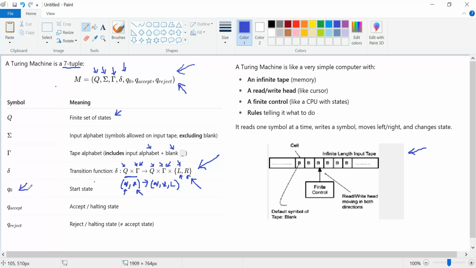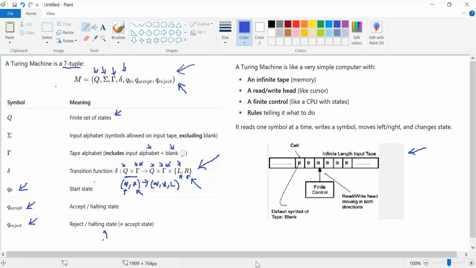Now Q0 we know is the start state, the same as in all the other machines. There's an accept state, which is Q accept, and there's a reject state, which is also called the halting state. That means the machine has entered the halting state. That's how you have to define something. When you have to define, that's how you have to do it.